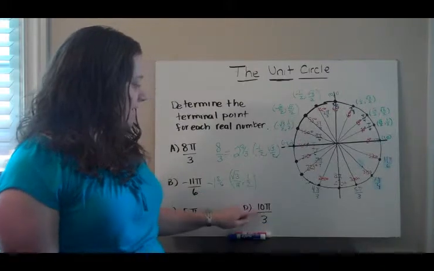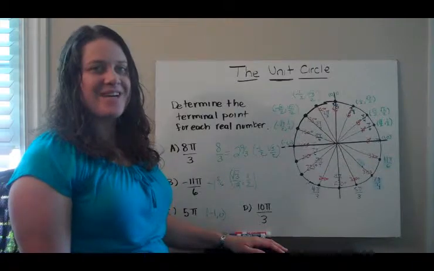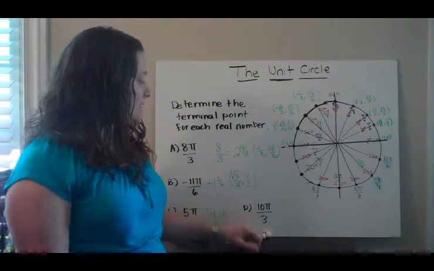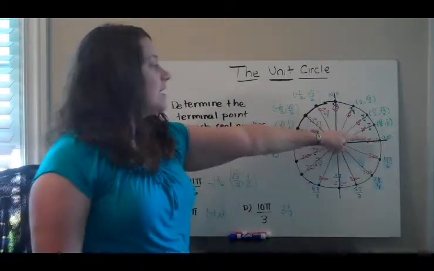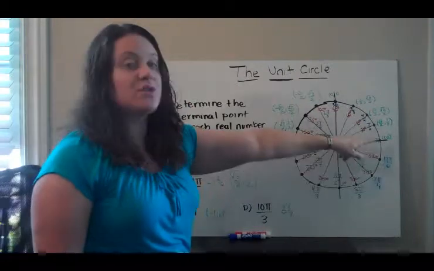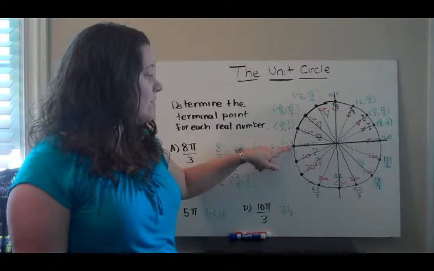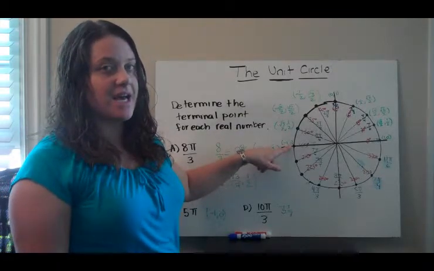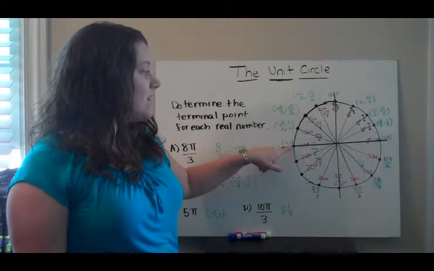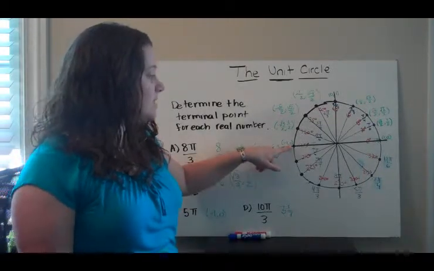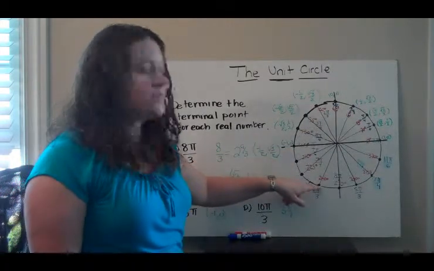So if I have 10 pi over 3, that's going to go around 3 and 1/3 times. So if I start here, I go all the way around, and that's 2 pi. Now I have 3 pi, and then 1/3. So I went around 3 pi, now I need 1/3 more. Remember that a third is going to be in terms of 60 degrees. So that means I'm going to go 1/3 more, which will be right to this point.